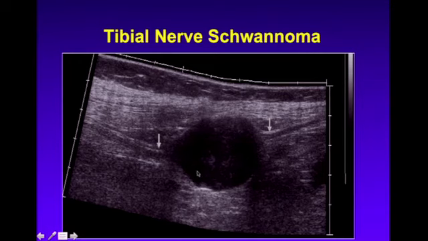It was hypoechoic, a little bit heterogeneous, but the key finding here is that there was a tubular structure going in and a tubular structure going out. That was not a vessel, and so it's a nerve. And so that tells you that this is a nerve mass. And knowing where we were on the body, this was a tibial nerve mass, turned out to be a schwannoma at surgery.